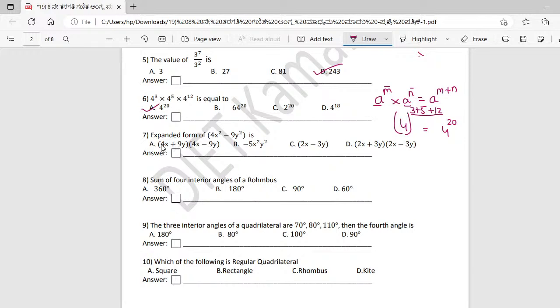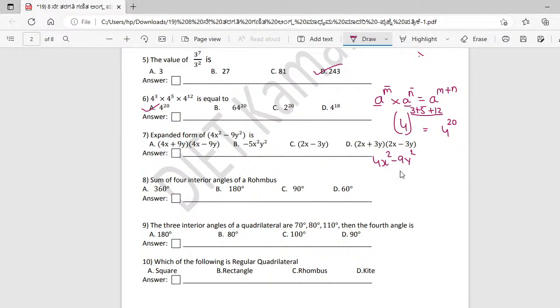The seventh one is very easy because the question says the expanded form of 4x square minus 9y square is dash. Okay, we need to find out which one is the right option. As you can see, there is a formula similar to our question. Let me write down 4x square minus 9y square, that is the question, and there is one formula which is very much similar.